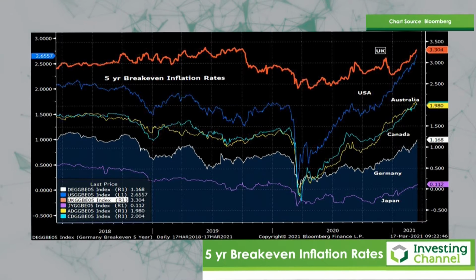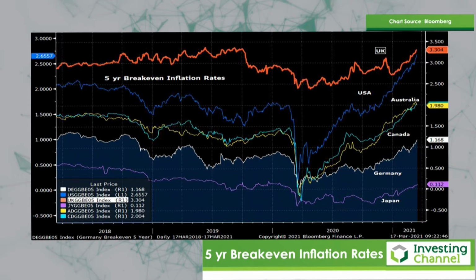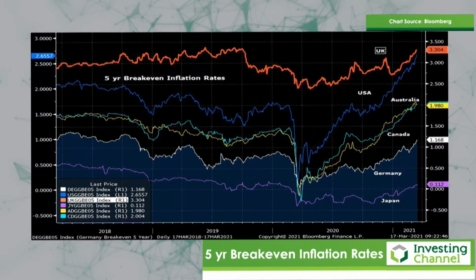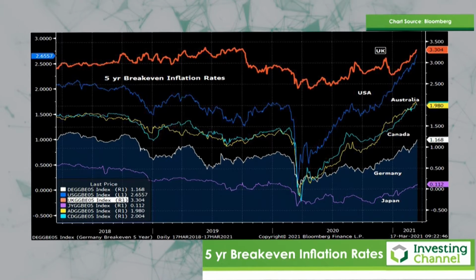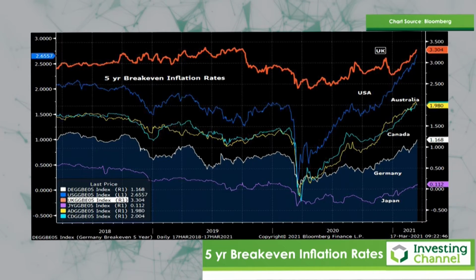We obviously don't actually have a break-even inflation rate for China here, but I'm sure that would also be very high. We see that behind the US, we've got Australia and Canada, i.e. the dollar block currencies and commodity currencies, also rising fairly sharply, but not to the same extent as the US. They're only marginally above the levels that we were in 2018.